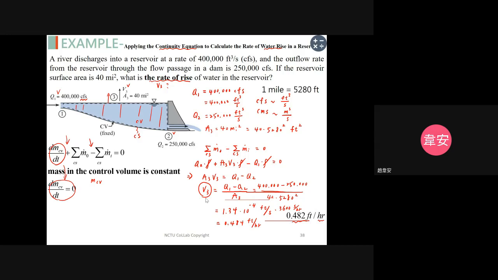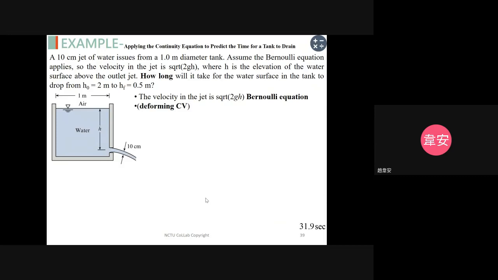Okay, so move to the final exercise today in this class. Again, this exercise also requires that we apply the continuity equation to predict the time for a tank. So what is the predicted time? We take a look.